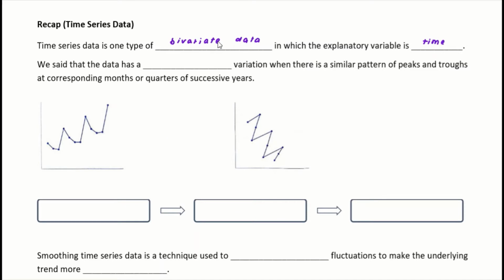We say that the data has a seasonal variation when there's a similar pattern of peaks, which means the high points, and troughs, the low points, at corresponding months or quarters of the successive years.